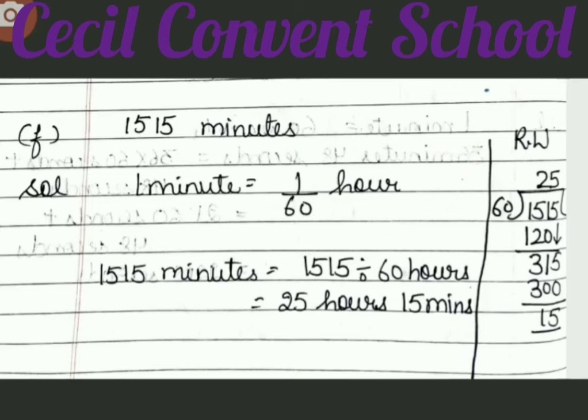60 table. In the 60 table, we will see which number comes closer to 151. That is 120 only. So 6 2s are 120. You will write 120 down of 151. When you minus it, the answer comes 31. 31 is smaller than 60. What to do? You take 5 down also. Now 6 5s are 300. So you write 300 down of 315, minus it, the answer will come 15. Now listen, this 25 is the hours. Clear? And whatever is left, that will be considered in minutes only. So the answer will be 25 hours 15 minutes.